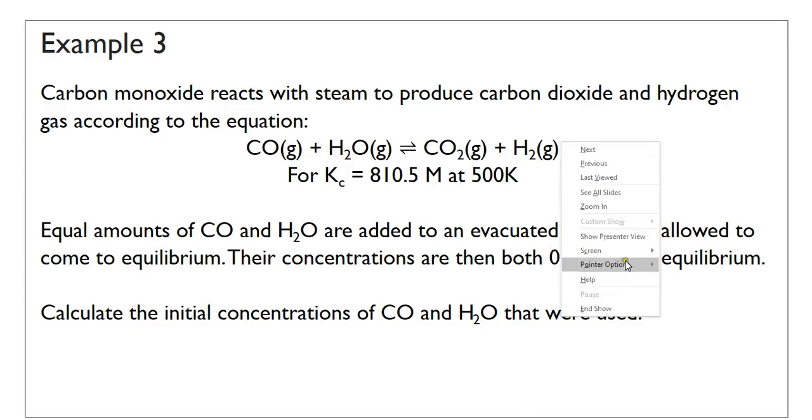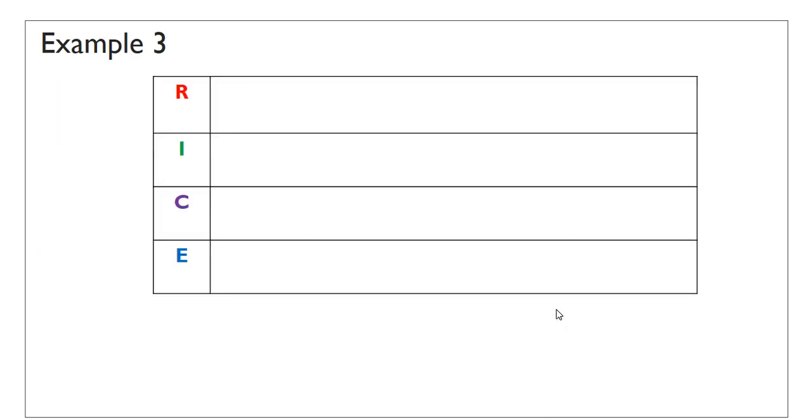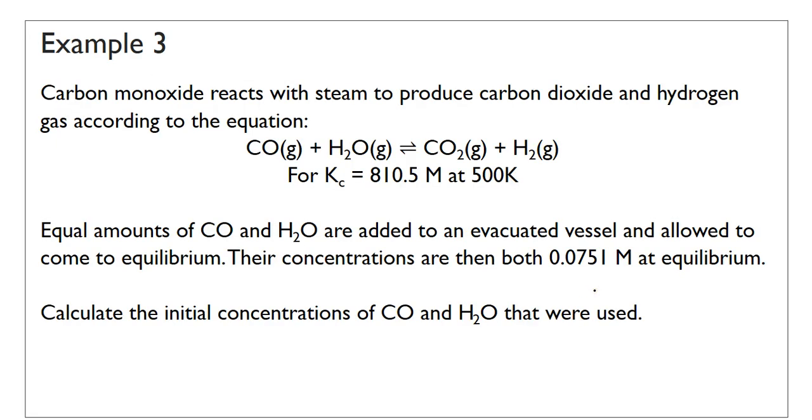It's a little bit different. So let's just have a look at the question. So you have carbon monoxide reacts with steam to produce carbon dioxide and hydrogen gas according to this equation. So they already give you Kc in this case. So the first piece of information that you have is actually Kc.